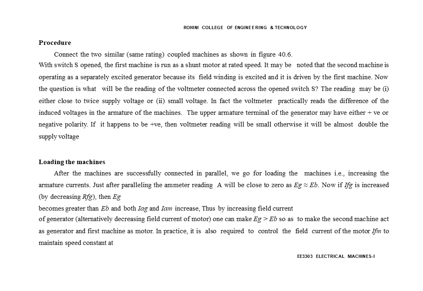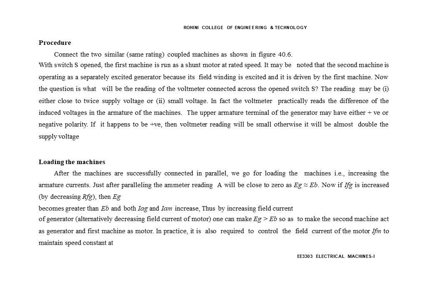Now the question is what will be the reading of the voltmeter connected across the open switch. The reading may be either close to zero, or twice the supply voltage, or a small voltage. In fact, the voltmeter practically reads the difference of the induced voltages in the armatures of the machines.